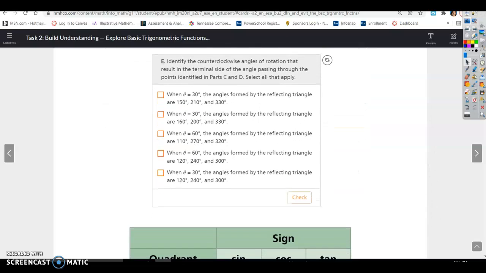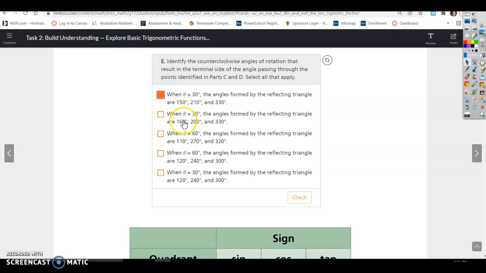All right, so it says identify the counterclockwise angle of rotation that results in the terminal side of the angle passing through the points identified in parts C and D. Select all that apply. So when the angle is 30, so we're talking about what the angle of rotation is. When the angle is 30 for each side in each quadrant, it would be 90 plus 60, which would be 150, so it would be this one.